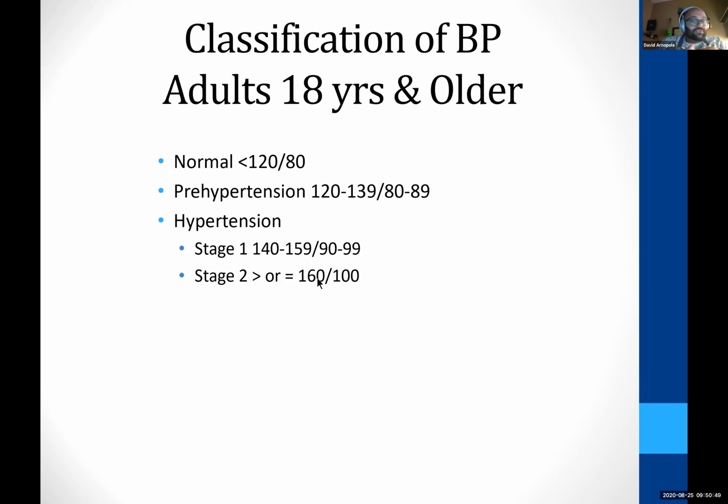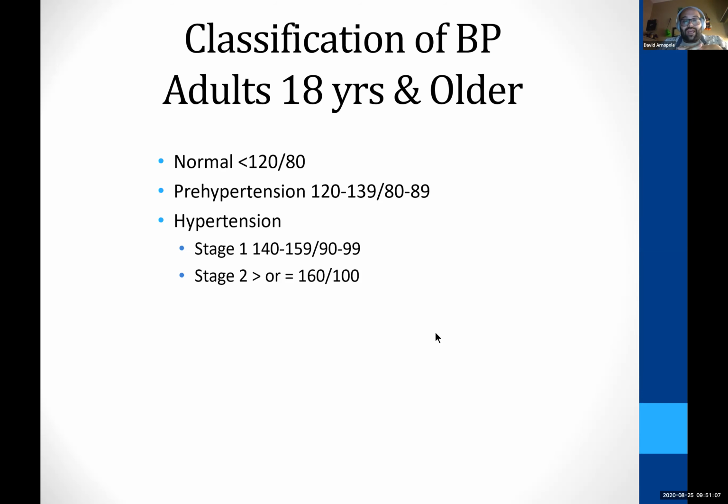So your normal blood pressure, as I've already said, is less than 120 over 80. Prehypertension is 120 to 139 over 80 to 89. Hypertension, stage 1 being 140 to 159 over 90 to 99, and stage 2 being anything over 160 over 100.